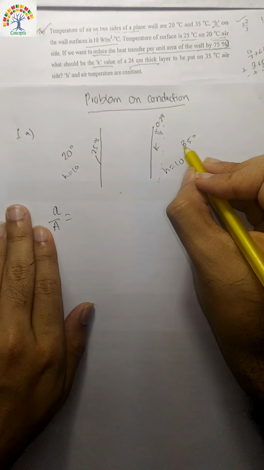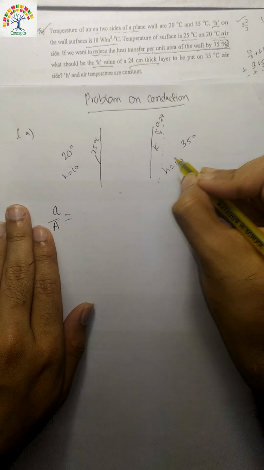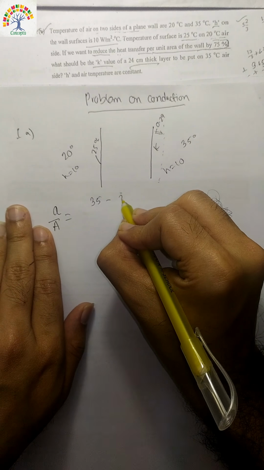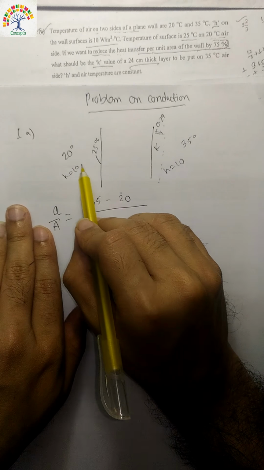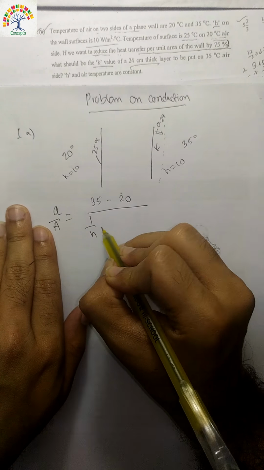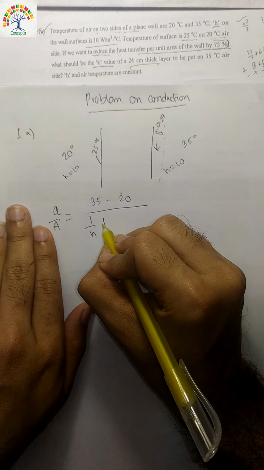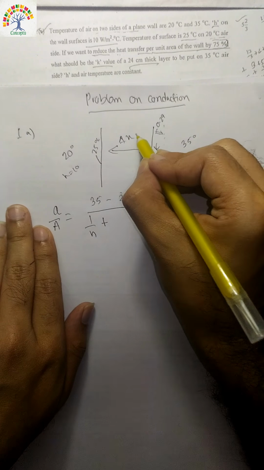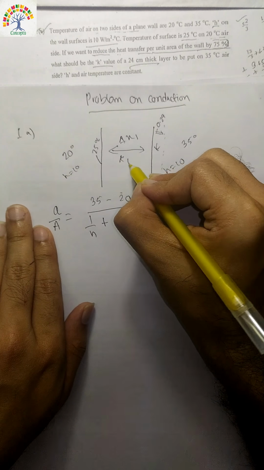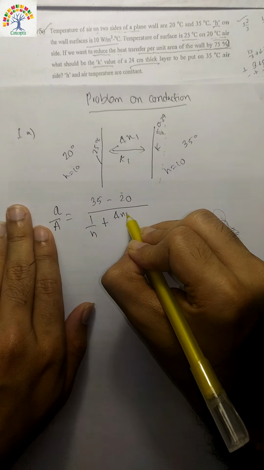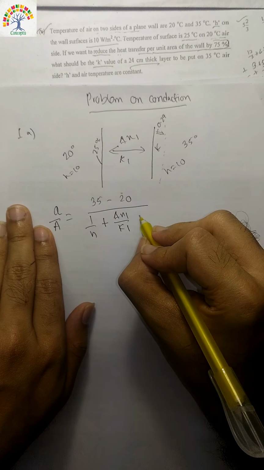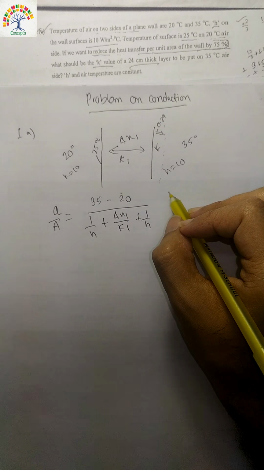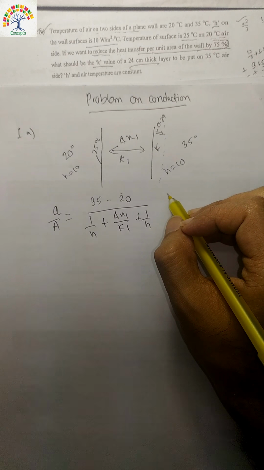Initial q by A. We know the temperature difference, right? So let's do it: 35 minus 20, divided by 1 by h, and then plus the new layer, delta x1 by k1, which we don't know, and then 1 by h. Right? h is constant for both, so we have it.